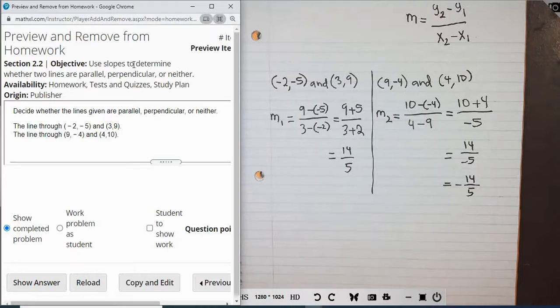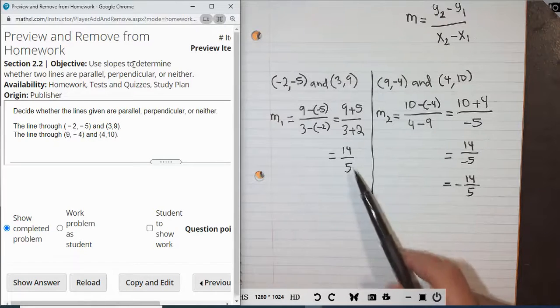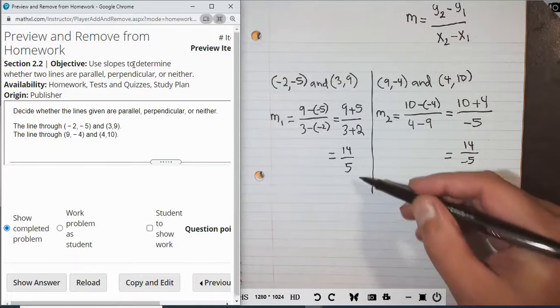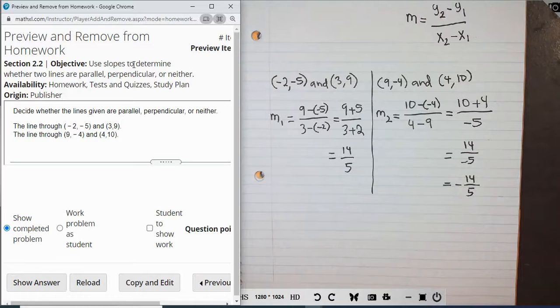All right, remember, parallel lines will have the same slope. These are not the same slopes because we have a positive value and a negative value. So they're not parallel. Then you might think, wait, they're negatives of each other. But remember, to determine if they're perpendicular, not only do they need to be negatives of one another, they need to be reciprocals. So they need to be negative reciprocals, right? So the negative reciprocal of 14/5 would be -5/14. And we don't have that. We got 14/5 and we got -14/5.